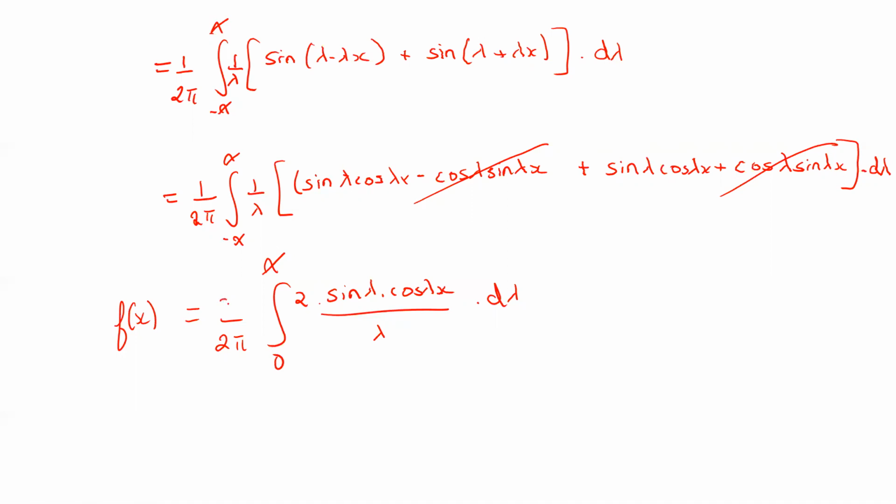So two times this integral evaluated between 0 to infinity. By that property we have now written this. Now we can cancel out this 2 with this 2. Therefore what we'll have is 2 by pi.